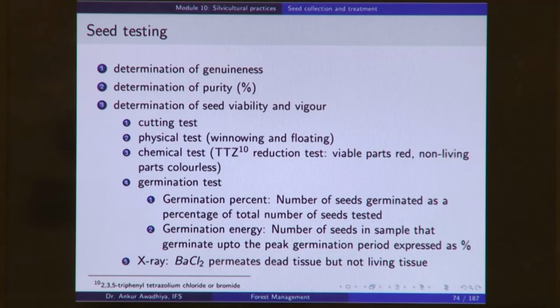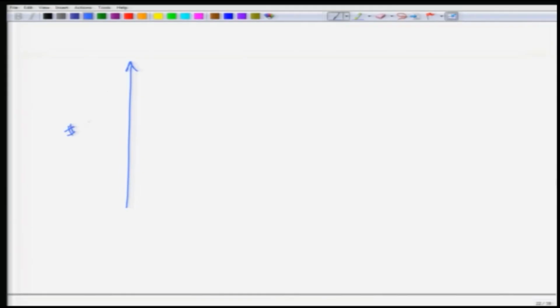Now, when we are doing the germination test, we compute 2 parameters. The first one is the germination percent, which is the number of seeds that are germinated as a percentage of the total number of seeds that were tested. So, out of 10 seeds, if 6 germinated, it means that the germination percentage is 60%. The next thing is the germination energy, or the number of seeds in the sample that germinate up to the peak germination period, expressed as percentage. What this is talking about is that if you plot the number of seeds germinated versus time.